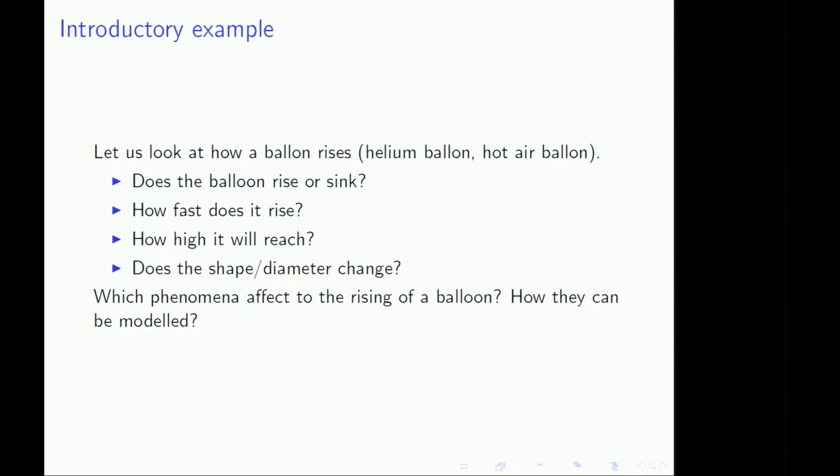Which phenomena are of interest when we are analyzing this type of balloon? So which phenomena have to be modeled, how they can be modeled, and what are the structures that are generic in these models. So these are the questions we will try to focus on in this presentation.